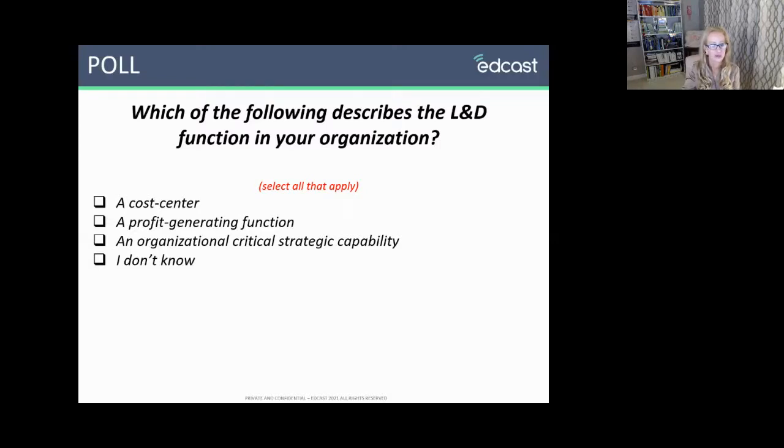Okay, let's see if we can view the results. A mixed bag of call center and strategic function. Okay, maybe we're having a problem viewing the results. Would you guys mind popping in the chat? You can just pop in cost, profit, or strategic. Cost center, strategic. Oh, great. It's cost center and strategic. Yep, a bit of both. Strategic. All righty. Strategic, predominantly cost.